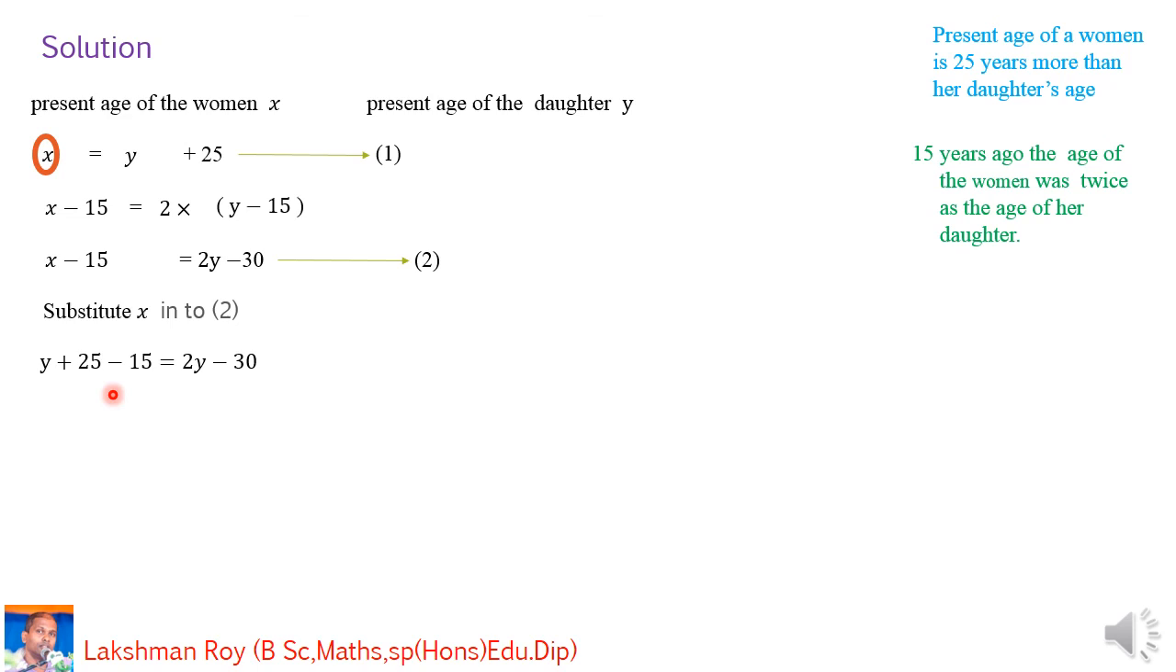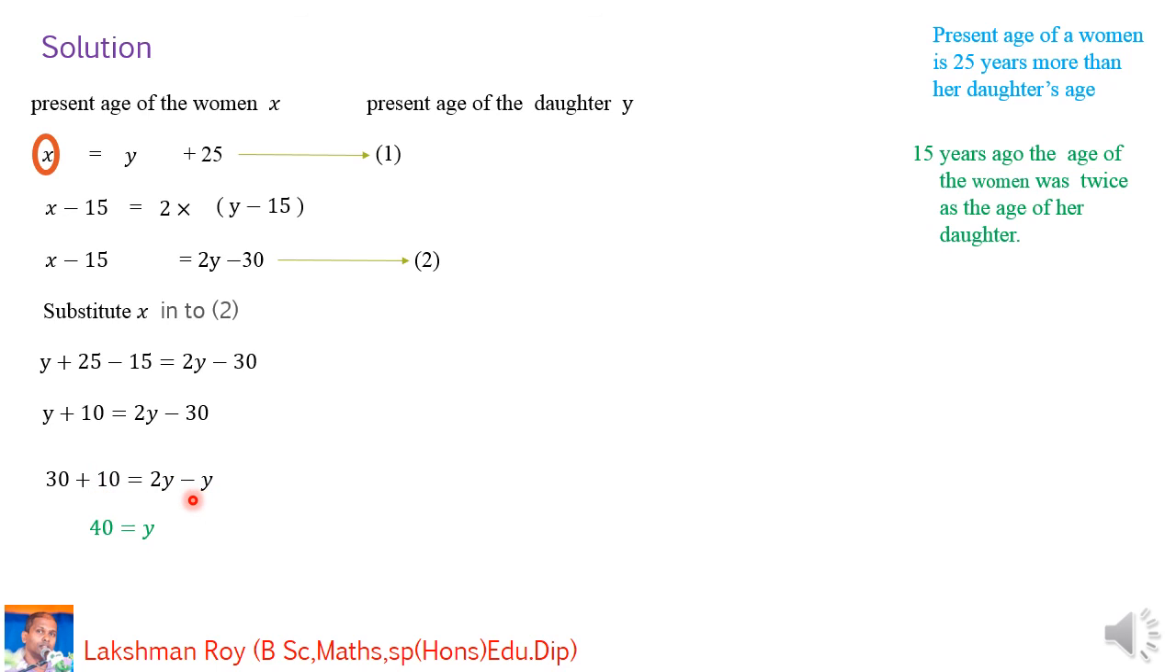Now you can see positive 25 and negative 15, so you can simplify that to positive 10, right-hand side the same. Then take the y terms to one side and the numbers to the other side. Subtract y from both sides, so you get y on this side, and add 30 to both sides, so you get positive 30 on the other side. Then 30 plus 10 is 40, and 2y minus y is y.